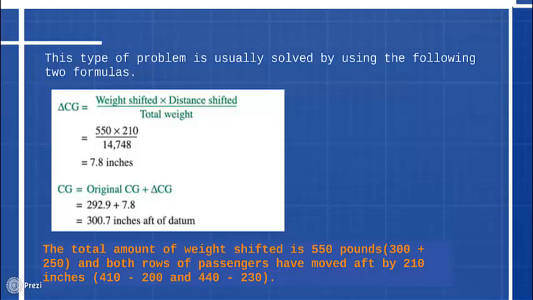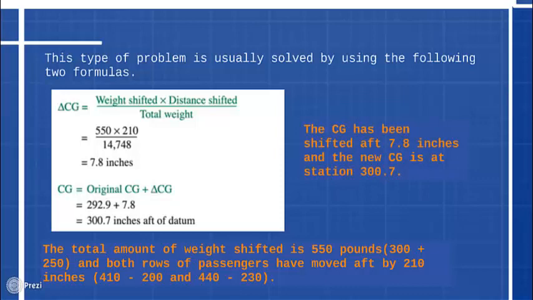It will be 292.9 plus 7.8. The answer will be 300.7 inches aft of datum. The CG has been shifted aft 7.8 inches and the new CG is at station 300.7.